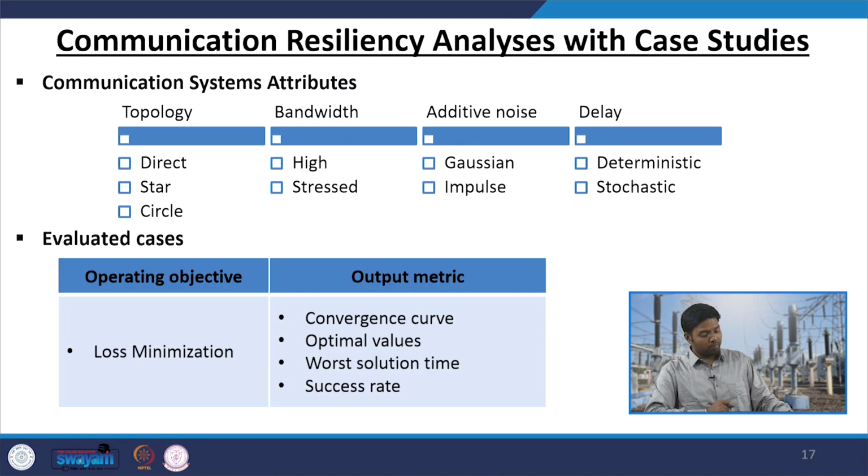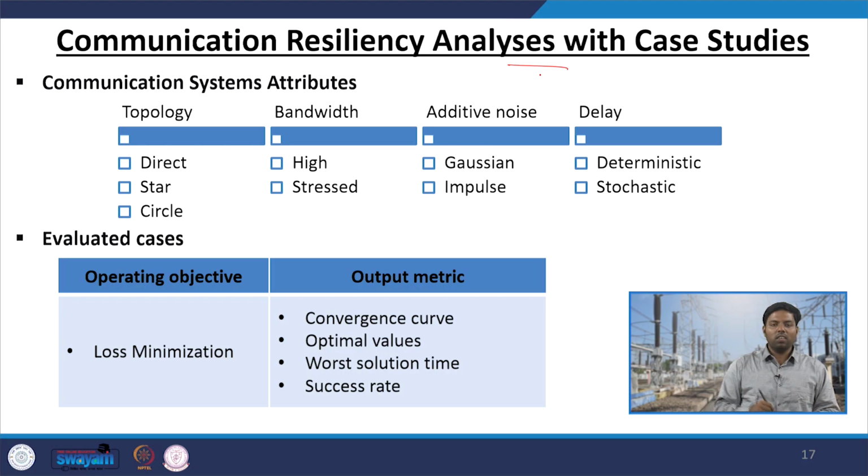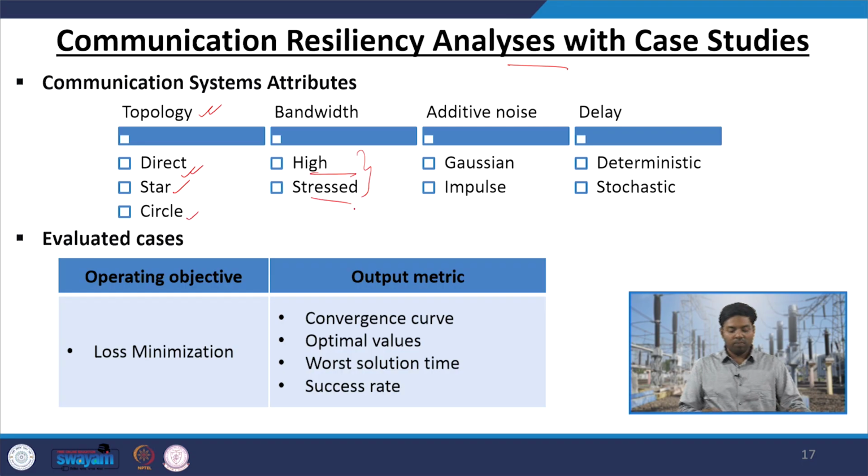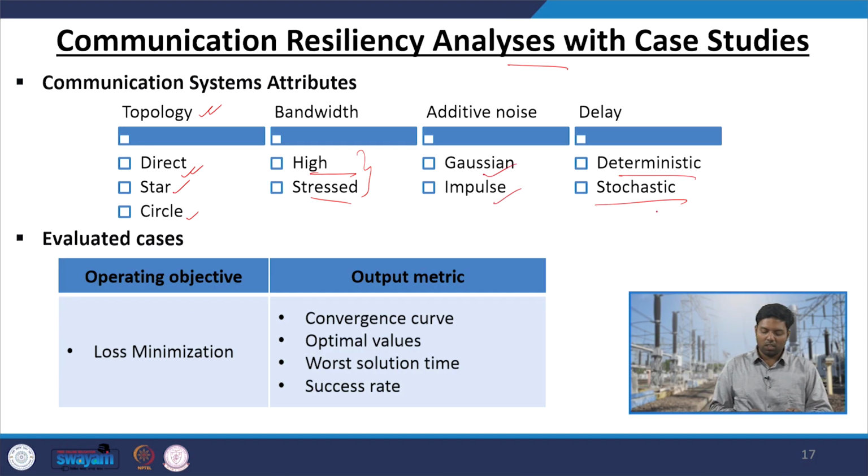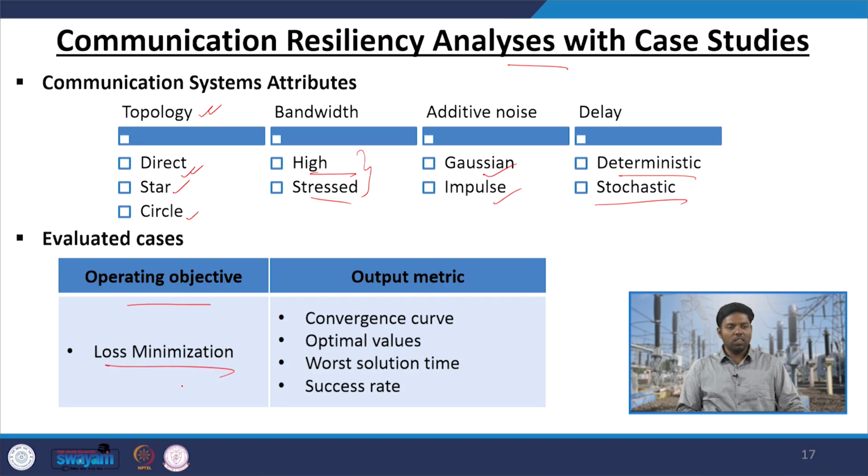So, what are the case studies we have considered? First one is topology oriented, that means how your communication nodes are connected, star topology or circle topology. Then bandwidth, whether low or high bandwidth, then noise, Gaussian or impulse, then delay, deterministic and stochastic. Then the evaluated cases are for loss minimization, noting the convergence curve, optimal values, worst solution time and success rate.